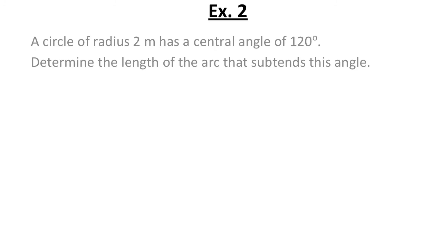This next example seems like it's the same kind of question, which it almost is. So let's go over it. A circle of radius 2 meters has a central angle of 120 degrees. Determine the length of the arc that subtends this angle.